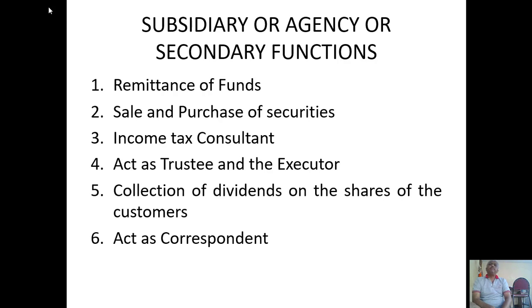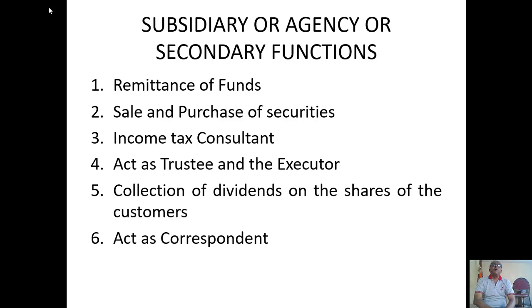Then what are the subsidiary, agency or secondary functions performed by commercial banks? They perform the following. First one, remittance of funds. A banker arranges remittance of funds from one place to another on behalf of its customers by means of bank drafts, mail transfers, and other electronic modes.